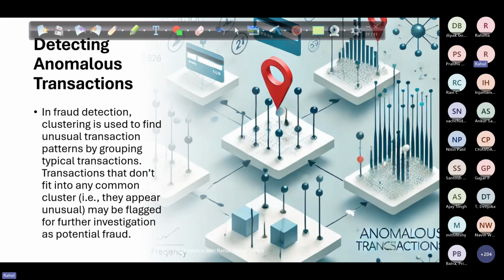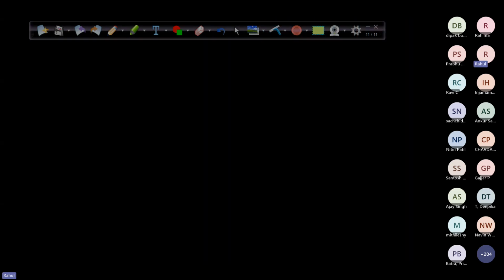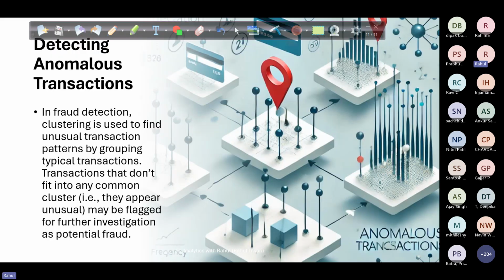Detecting anomalous transactions. In fraud detection, clustering is used to find unusual transaction patterns by grouping typical transactions. Transactions that don't fit into any common cluster appear unusual, and they may be flagged for further investigation as potential fraud. That is about your unsupervised way of machine learning technique. So these are the various use cases where we can apply the machine learning technique.